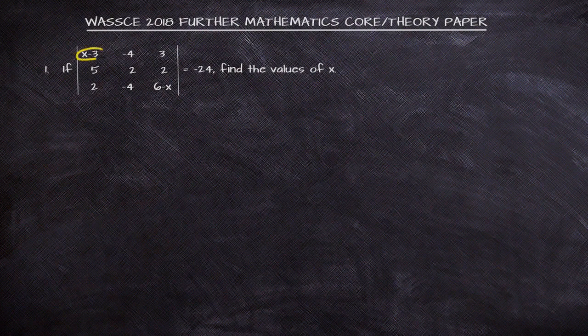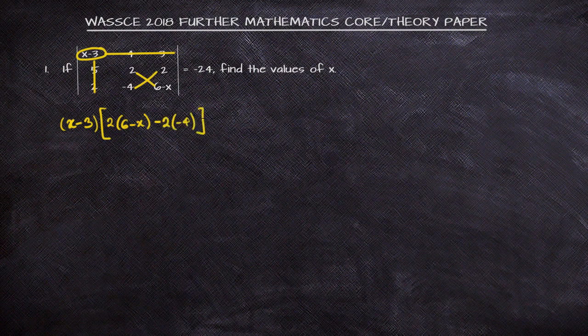To solve this, we need to know that whenever we are solving for determinants, we first take the first value in the first row and the first column, we cross out the row and the column, and then we cross multiply the leading diagonal and subtract the other diagonal from it, as I'm going to be showing here. So we have x minus 3, then the product of the leading diagonal, 2 and 6 minus x, minus the product of the other diagonal, which is 2 and minus 4.